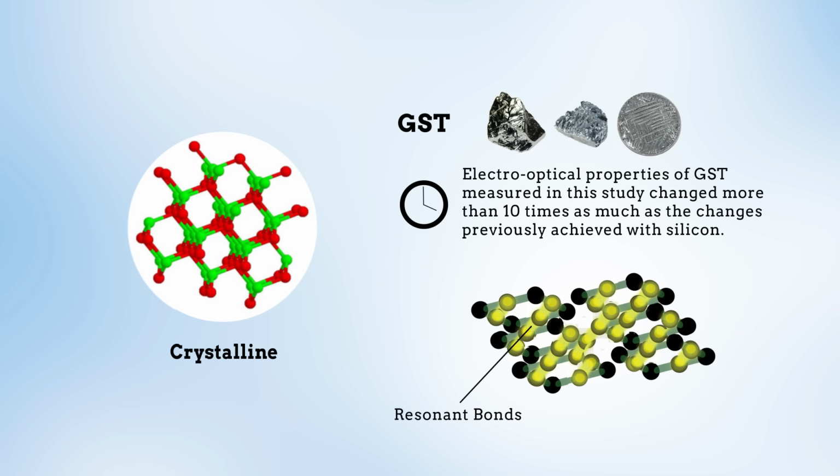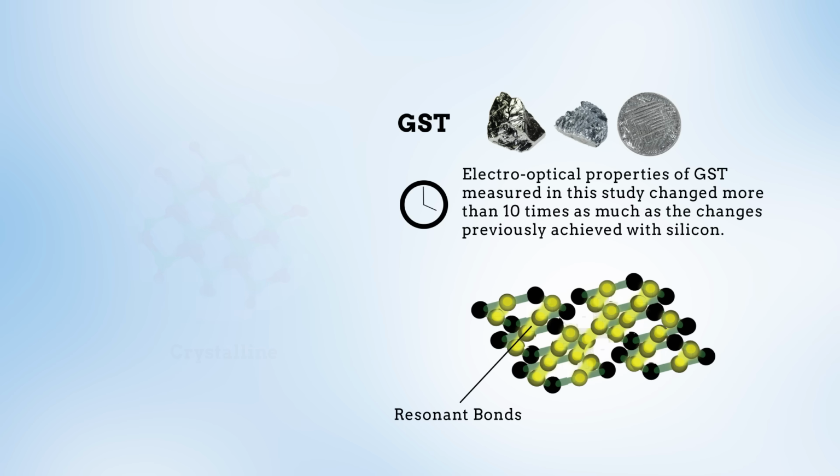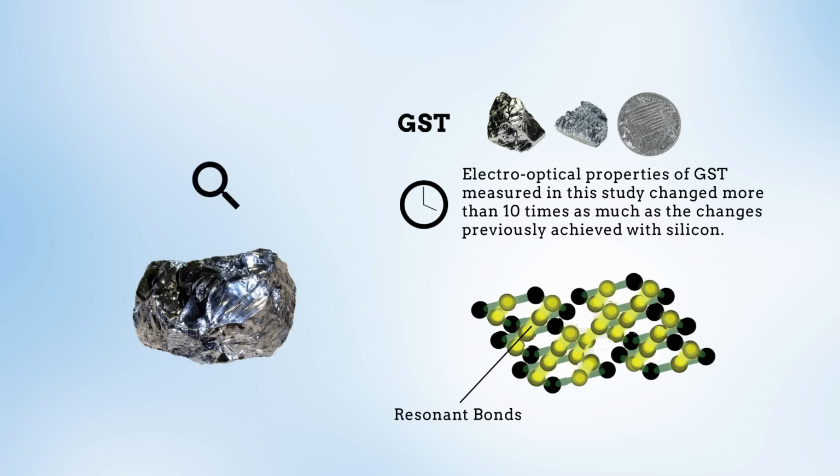Moreover, the change in the electro-optical properties of GST measured in this study is more than 10 times greater than that previously achieved by silicon materials used for the same purpose. This finding suggests that GST may be a substitute for these commonly used silicon materials.